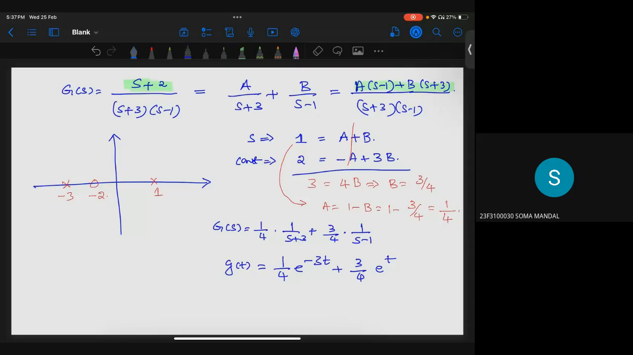Yes or no? So what is the time response now? The time response is 1 by 4 e power minus 3t. That means it starts at 1 by 4 and keeps reducing. Why? Because of minus 3t, correct? Now the other one is 3 by 4 e power t. It starts at 3 by 4 somewhere here, and it increases like this. Am I correct? Yes, sir.